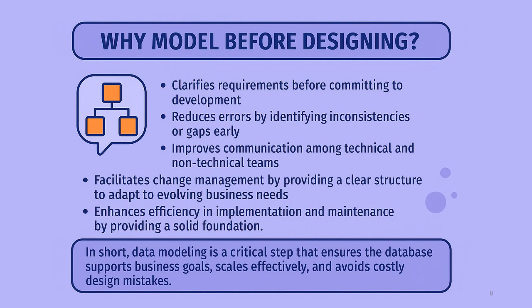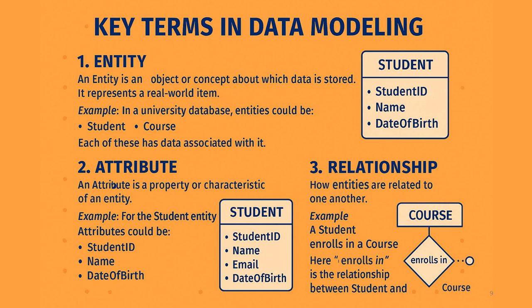And now let's go to another concept, which is the key terms in data modeling. In the data model, or the entity relational model, we can find three essential terms, which are the entities, the attributes, and the relationships.